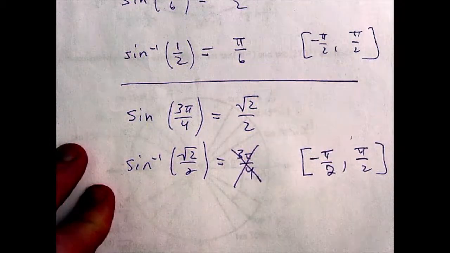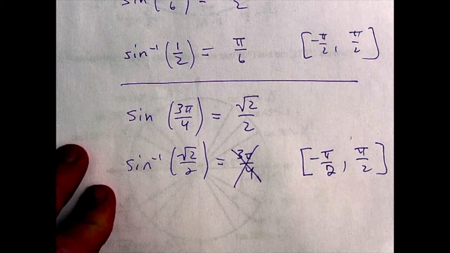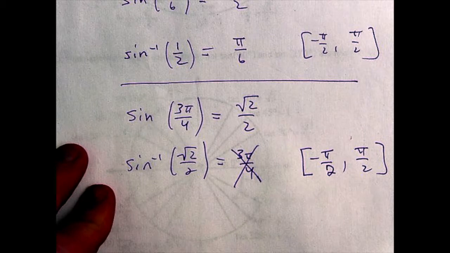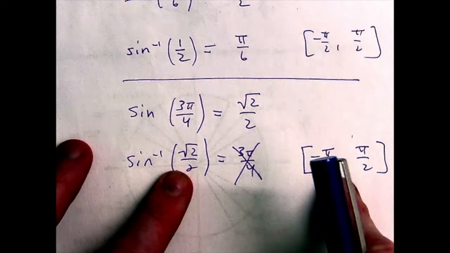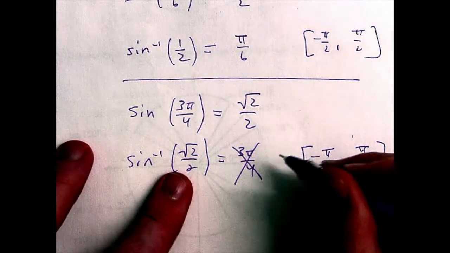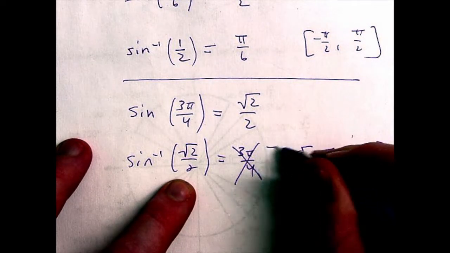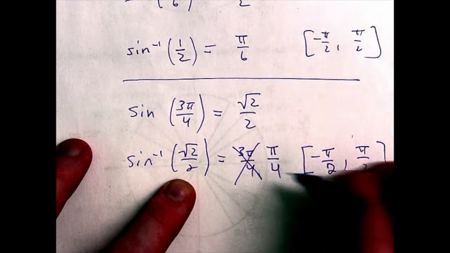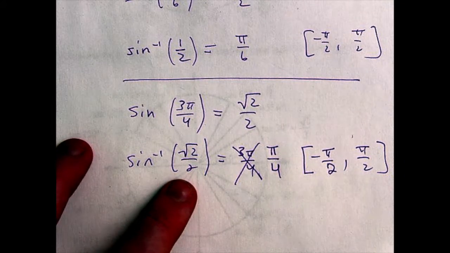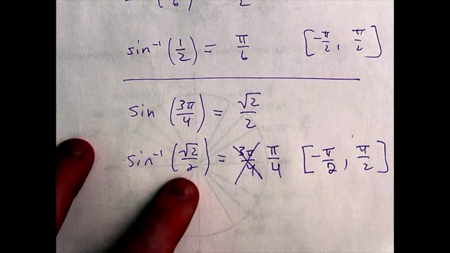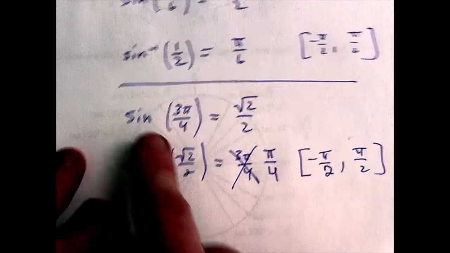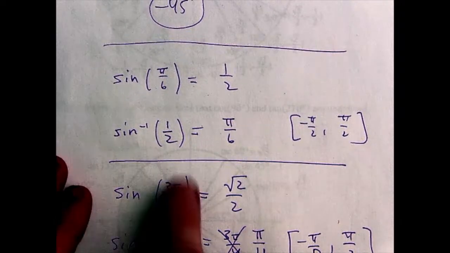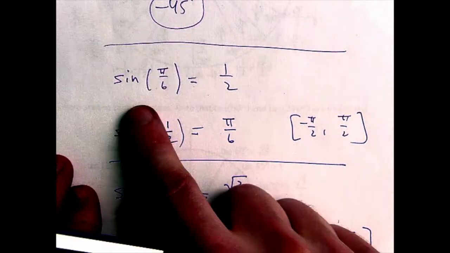But you have to be extremely careful, right? Because there are many angles whose sine is 1/2. And you have to choose the angle which lies within the restricted range for inverse sine, which of course is negative pi over 2 to pi over 2. It turns out that pi over 6, because it sits within this interval, inverse sine of 1/2 is indeed pi over 6. That's true, okay?